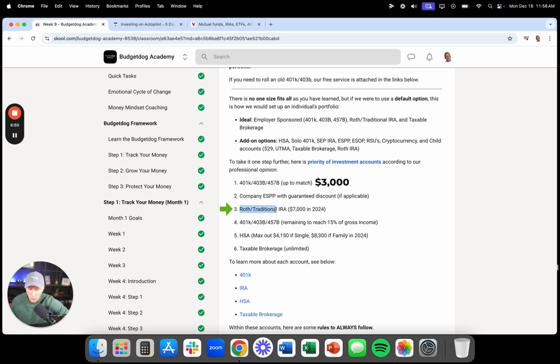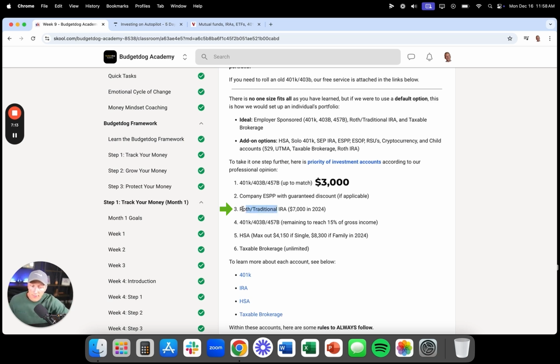Number 3 is a Roth or traditional IRA. Let me make a quick distinction between Roth and traditional. So the Roth and traditional just means when you pay tax, right? So traditional, you pay tax later. You defer tax to a later date. Roth, you are basically taking the hit now. You're paying the tax now to defer the benefit later. That's the difference. That's all it is.